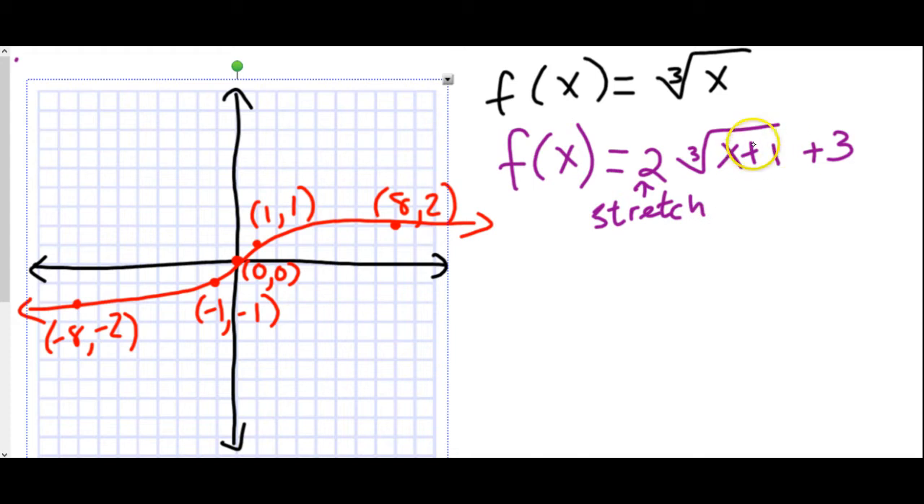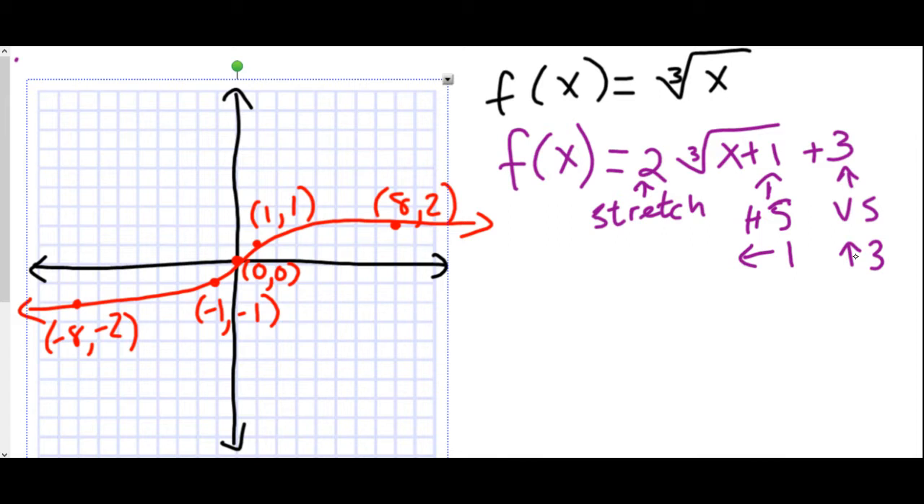We know 1 is positive, but it's under the square root, so that's our horizontal shift. I'm just going to write HS for horizontal shift. And since it's positive, we know we're going to the left one. Remember, the horizontal is always opposite of what we expect. And then our 3 is our vertical shift. It's also positive, but that's going to tell us to go up 3.